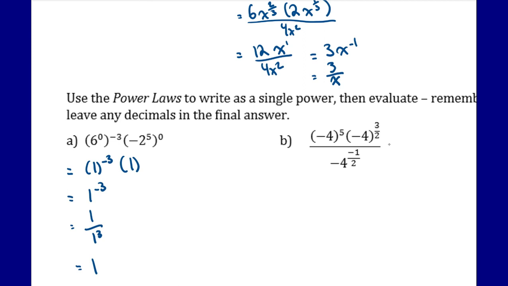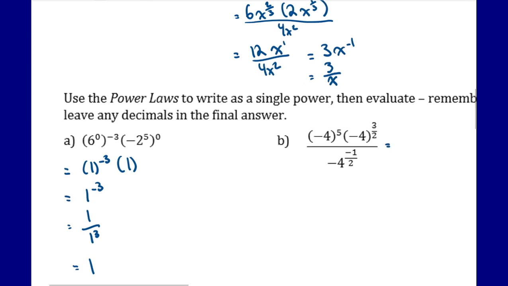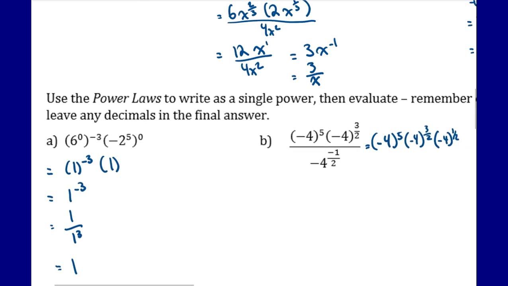For B, again, I'm going to simplify the top. So -4 is my base. Actually, I have a negative rational exponent on the bottom here. So similar to the last one, I'm going to move that up. So -4 to the power of 5 times -4 to the power of 3/2 times -4 to the power of 1/2 now.